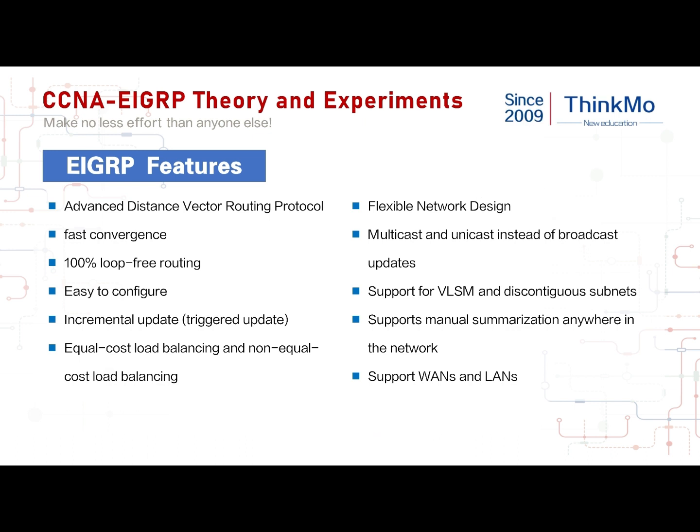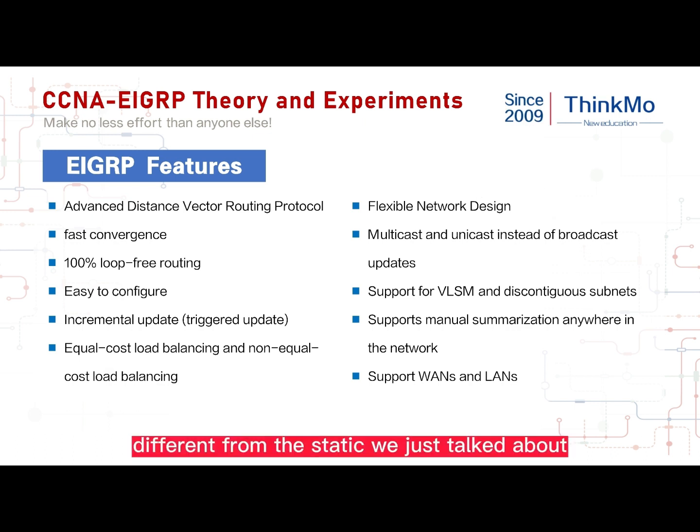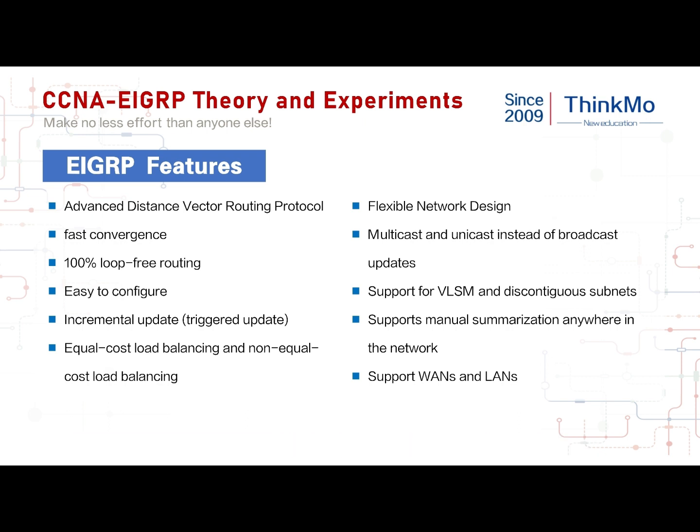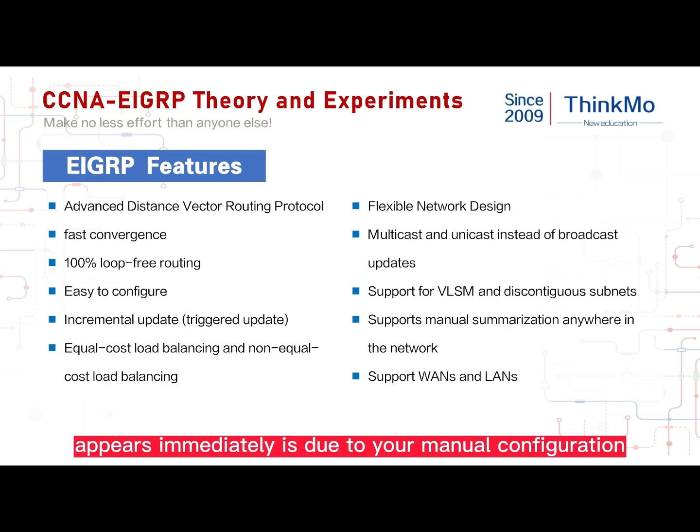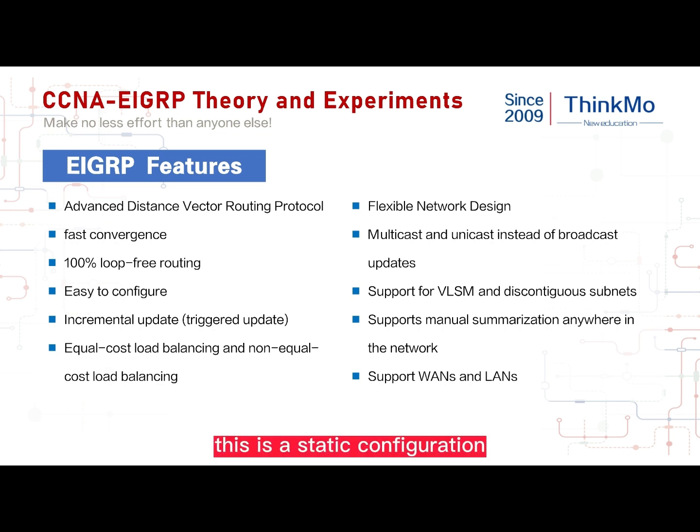Let me tell you, how is this different from the static routing we just talked about? Some students may have doubts. When the static interface was broken just now, didn't the other one appear immediately? Do you all have such questions? That also appeared immediately, but it is not the same as a dynamic routing protocol. The one that appears immediately is due to your manual configuration. A separate backup path is allocated there. This is a static configuration.